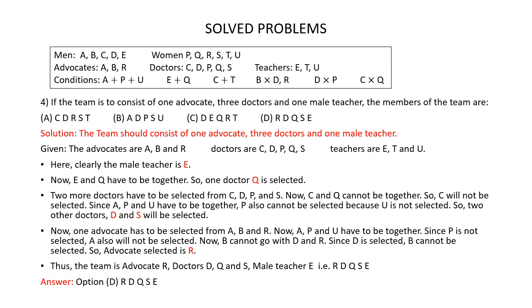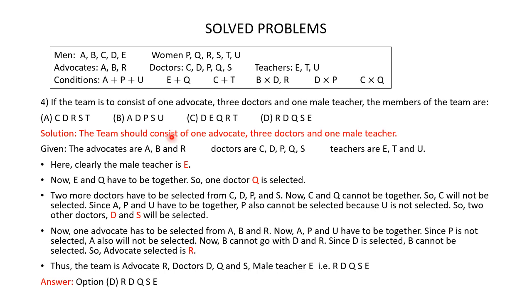Now according to the condition, we know that A, P and U have to be together. Now since U has not been selected, clearly P also cannot be selected. So the other two doctors D and S will be selected. So the three doctors in the team are Q, D and S.